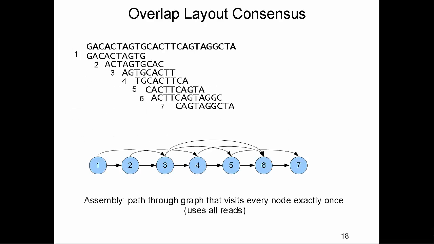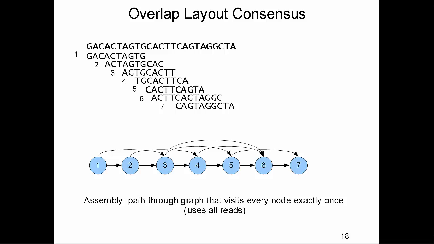The simple example on the screen demonstrates the basic structure of an overlap layout consensus graph. The individual reads are encoded as nodes in this graph, and the edges indicate that the corresponding reads overlap. Take, for example, reads 1 and 3. They share the string AGTG, and hence the corresponding nodes are connected by an edge. In this model, the assembly can be formulated as finding a traversal of the graph that visits every node exactly once, under the assumption that each read in the input must be used in the assembly. In the picture on the screen, the only traversal satisfying this property is the straight line connecting all the nodes, and you can easily see that this traversal correctly reconstructs the original string.